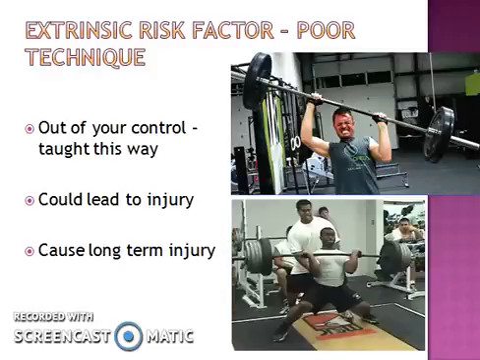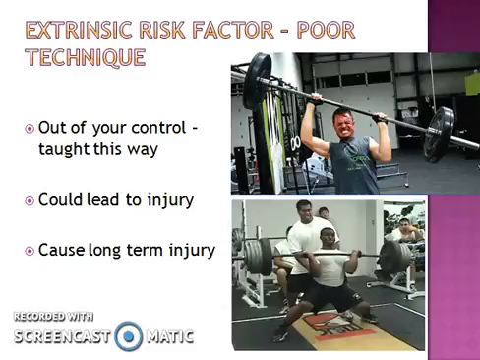So, the first extrinsic factor I'm going to talk about is poor technique. Bad technique can lead to broken bones, strains, sprains, all sorts, especially when we're lifting weights. Because it's extrinsic, it's out of your control. So if you were taught the technique in a bad way, it could lead to injury, but it could also lead to long-term injury. This can be something like a bad back. So if you're lifting heavy weights and you're not lifting with the correct technique, this can cause horrible injuries to your back, your legs, your arms, anything that's involved with the weights.